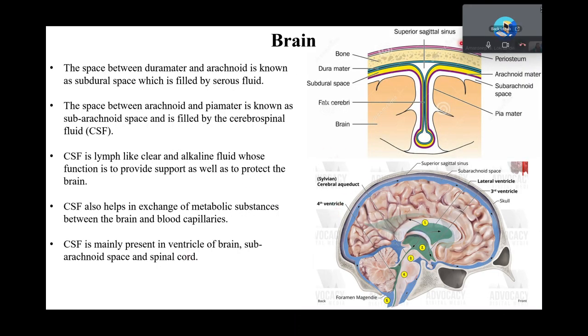So here you can see the layers. This one is the bone, the skull bones that we are talking about. Then you have the outermost layer, which is the dura mater. Then you have the arachnoid mater here, this layer.